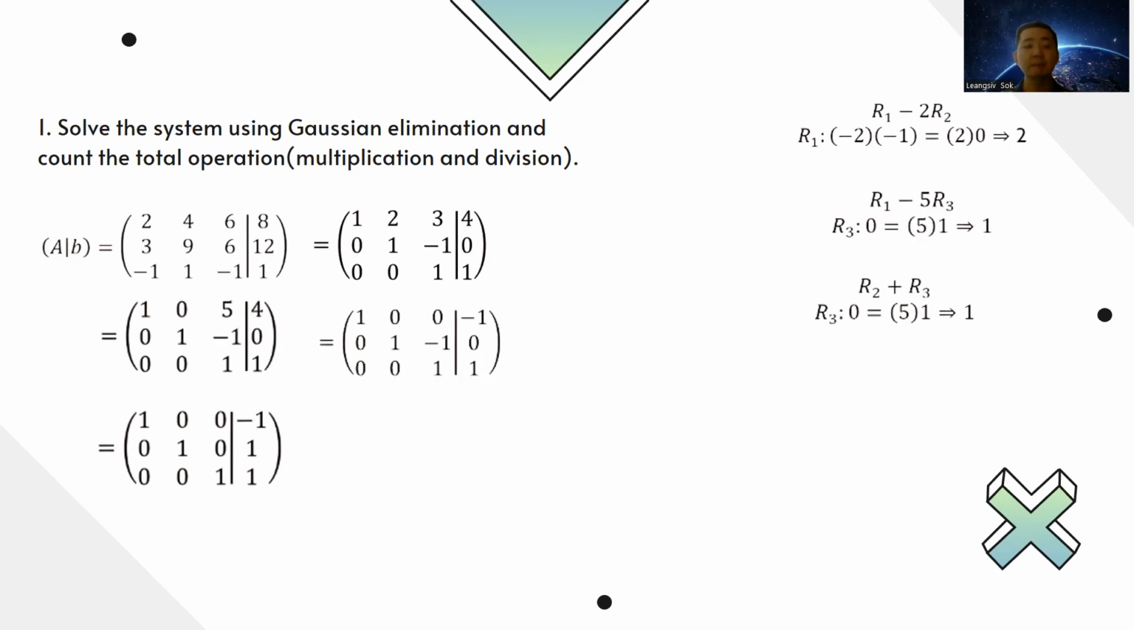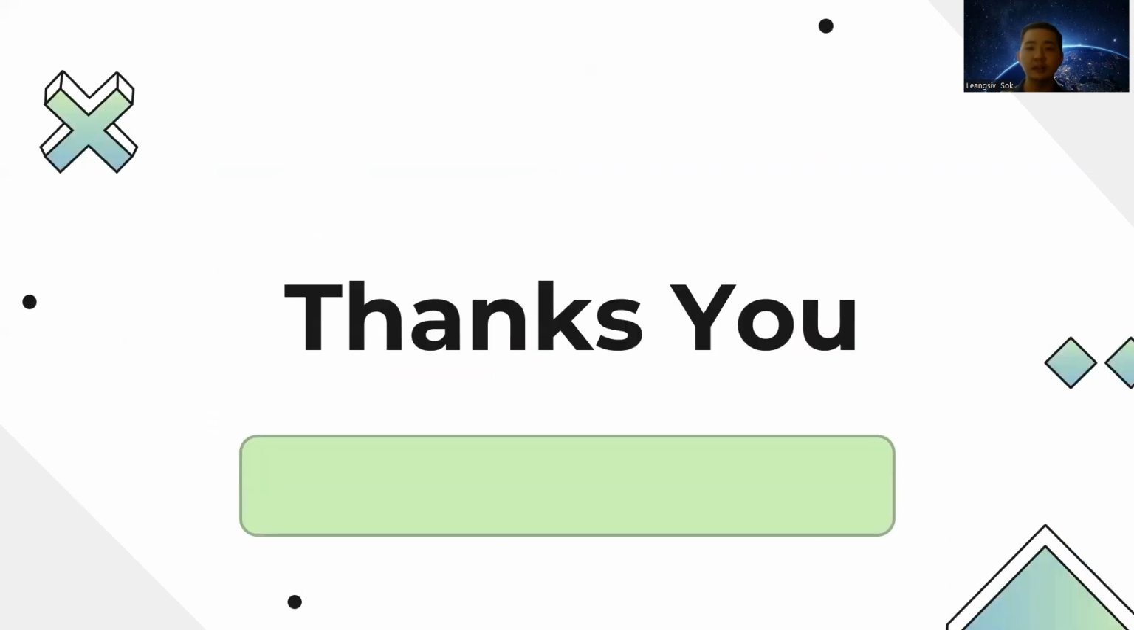So to sum up, using Gaussian elimination is more efficient than using Gauss-Jordan elimination, because with Gauss-Jordan elimination we have to do more steps than Gaussian elimination. So this is all of my presentation. Thank you, teacher, for your time to watch my presentation.